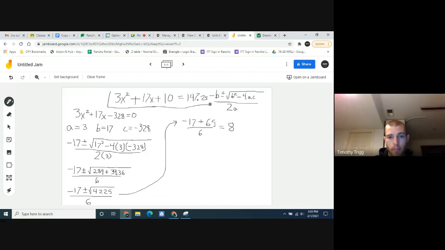All right. So you'd subtract that from both sides like we did before. Subtract the 147.25 on both sides of the equation. Find your a, b, and c once you have it equal to 0. Plug it into the formula. You've seen this before in Algebra 1, so go ahead and give that a try.